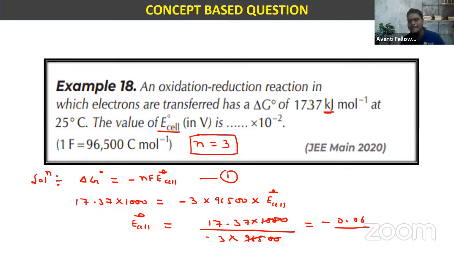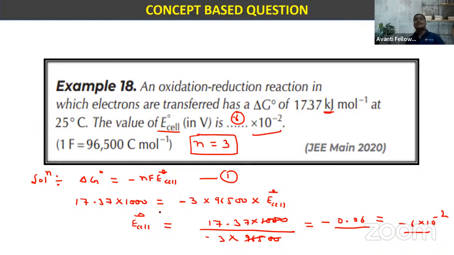So is this the correct answer? No, because they are asking in 10 raised to the power minus 2. So you have to provide the answer in this following way only. So how will you write this 0.06 into 10 raised to the power minus 2, beta? We can write it as minus 6 into 10 raised to the power minus 2. So we can say that minus 6 is the correct answer.